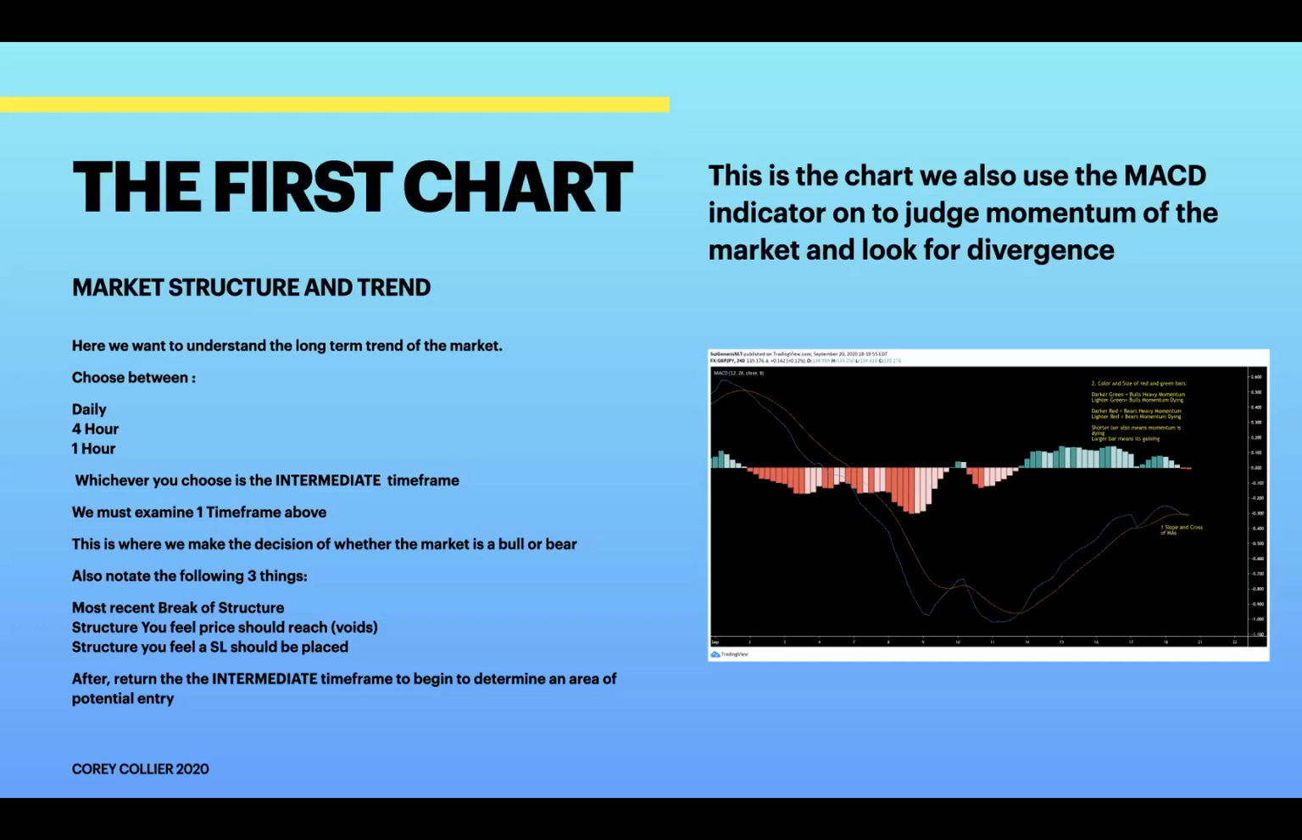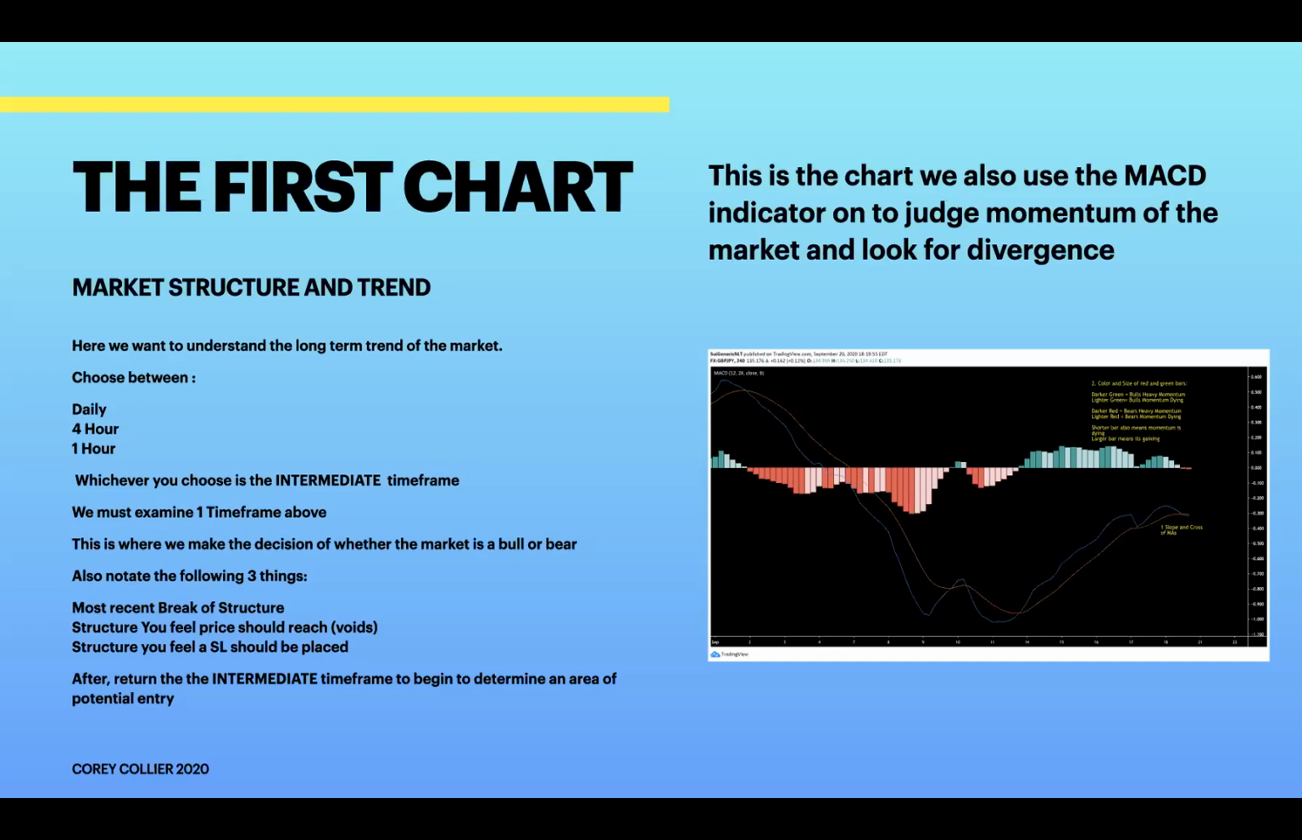Okay, we must examine one time frame above. So if you find structure on the daily, then you have to look at the weekly. If you find structure on the 4 hour, then you have to reference the daily. And if you find structure on the 1 hour, you have to reference the 4 hour. Okay, we have to reference them to see what the long-term trend is doing, right? And this is where we make a decision on whether the market is bullish or bearish.